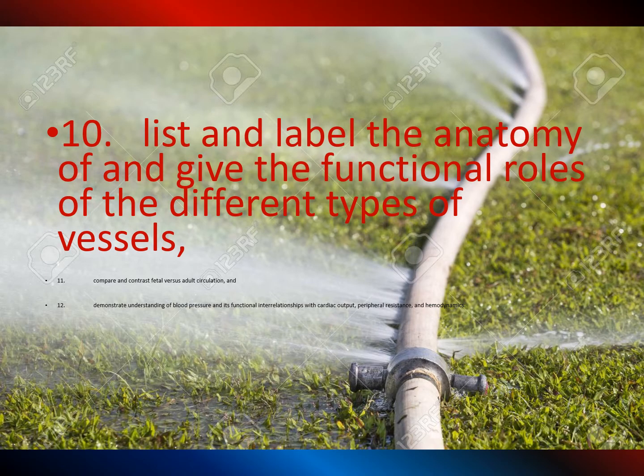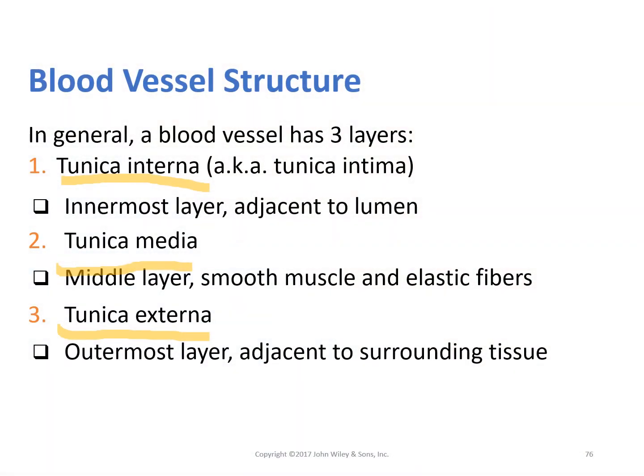List and label the anatomy of and give the functional roles of the different types of vessels. There's three layers: the tunica interna, also called tunica intima, the innermost layer. The tunica media is usually smooth muscle or elastic fibers or both. And then the tunica externa, the outermost layer, adjacent to the surrounding tissue, also called the tunica adventitia or adventitia.